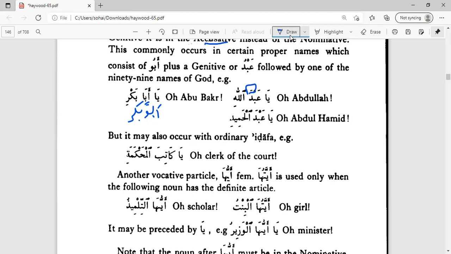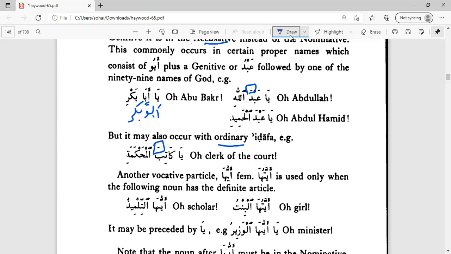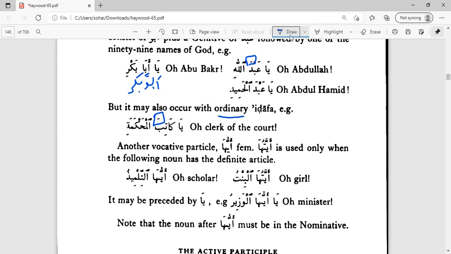And he mentions here that this is not just with names, it's also with ordinary idafa. So here ya katib al mahkamati, the clerk of the court. It's not ya katibu, it's ya katiba. Because katib is mudaf and there's ya before it, it becomes accusative. Does that make sense? Okay. When the ya is next to the noun directly, the noun can't take alif lam.